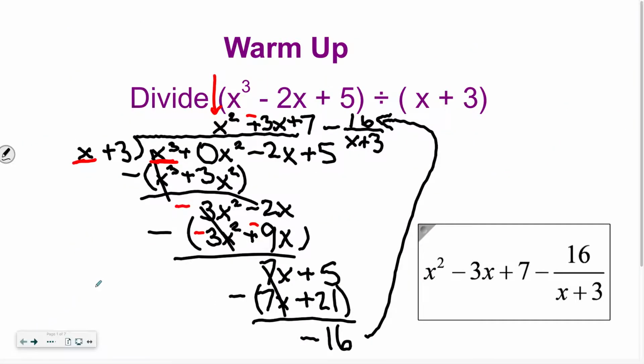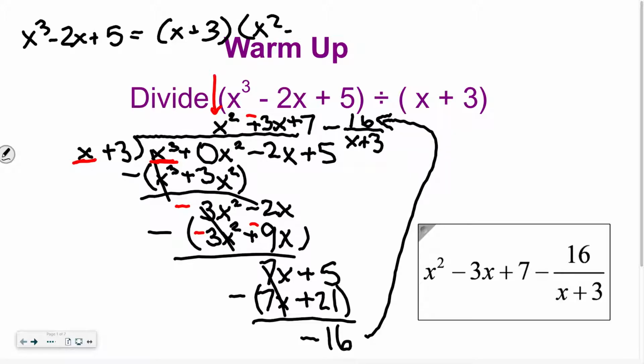Okay. If we look back at our warm-up problem, because that has actual polynomials with many terms, we're saying that x cubed minus 2x plus 5, that polynomial f of x, is equal to the divisor, x plus 3, times the quotient, x squared minus 3x plus 7, and then plus your remainder, which just happens to be a minus 16. So if we took the time to distribute and combine like terms and then subtract 16, we will get that 3-term polynomial x cubed minus 2x plus 5.